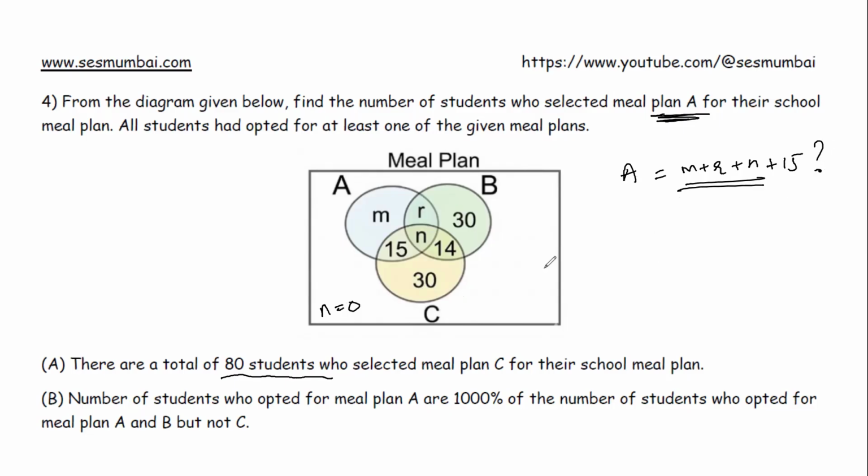So 80 students selected meal plan C for their school meal plan. So there are a total of 80 students who selected meal plan C. So this is 80. Therefore, we know N is how much?